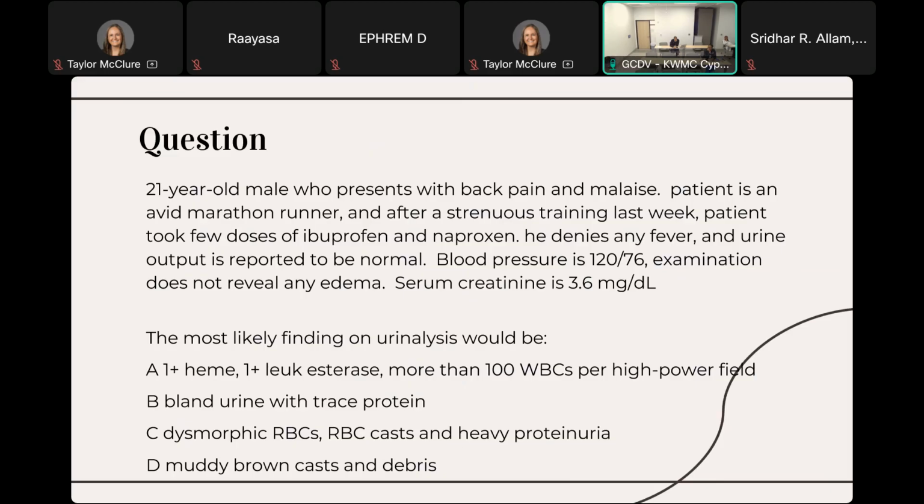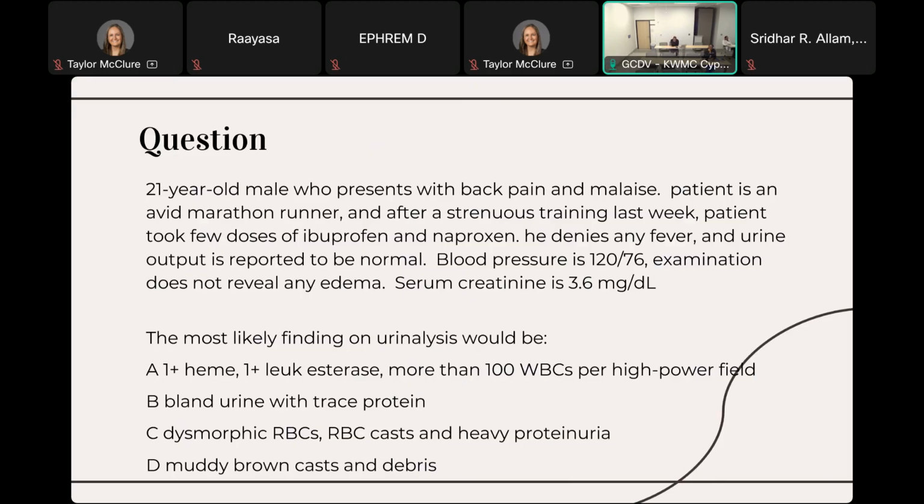So in a patient who's taking NSAIDs, creatinine is 3.6, is making good urine, blood pressure is normal. The most likely findings in urinalysis will be what? So let's go one by one. What is A? 1 plus heme, 1 plus leukocyte esterase, more than 100 WBCs. What is that? UTI, infection. Right, so UTI can do that, and what else can show that?